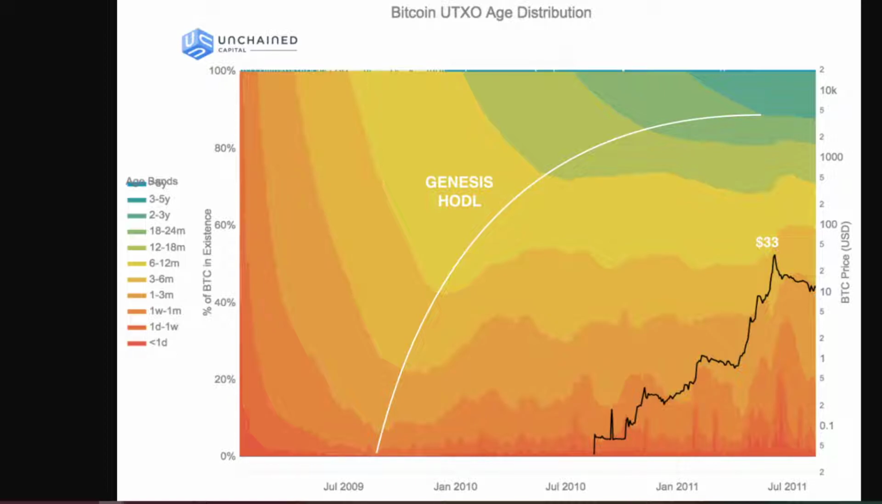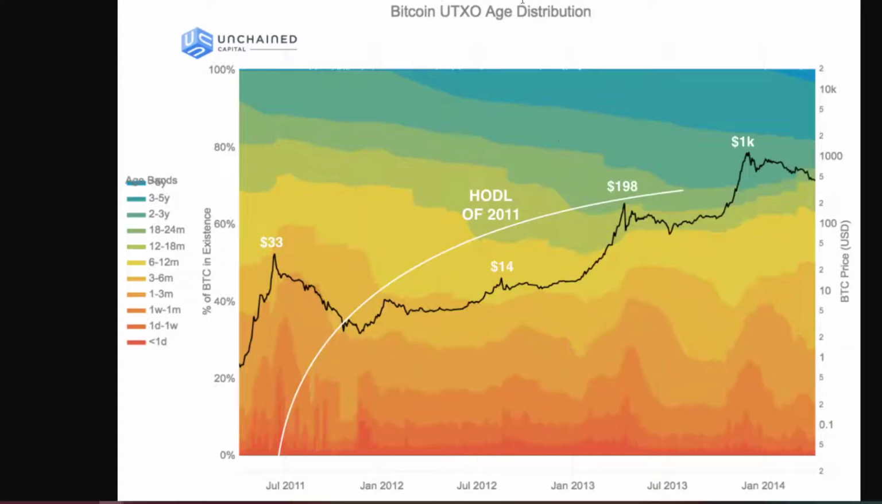Okay, so now we'll go a little bit more recently into history here. They're calling here the HODL of 2011, which was June 2011 to December 2013. The price movement here was $33 to $1,000 on the coin. So starting in June 2011, Bitcoin's price suffered its first major collapse from $33 all the way down to $2 to $3 by November 2011.